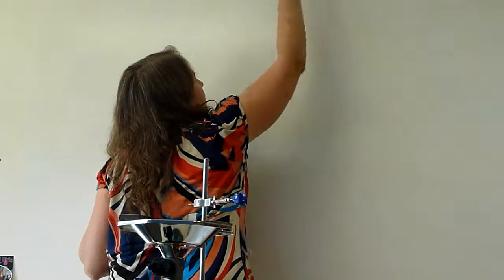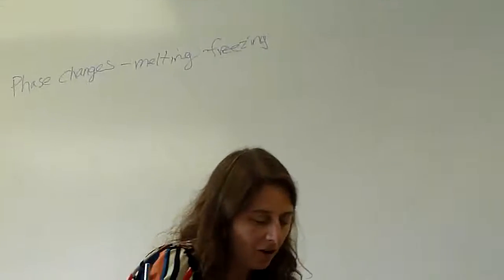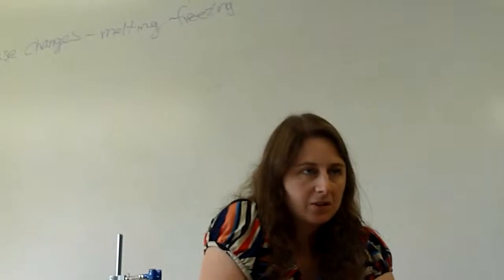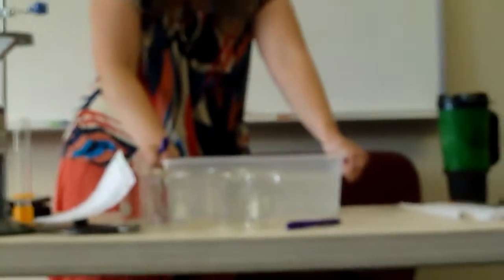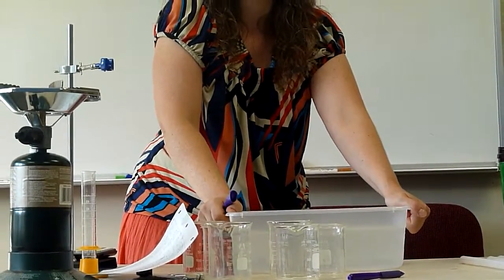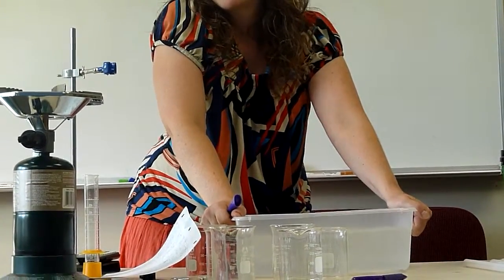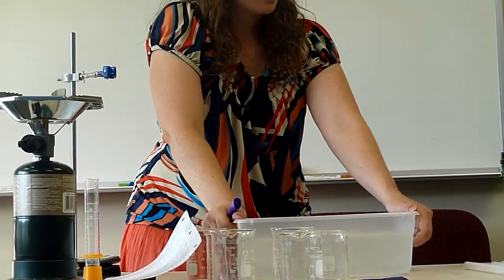So melting and freezing, they happen at the same temperature, right? All of this ice water will be 0 degrees Celsius the whole time until the last bit of ice is melted, as long as we keep it stirred. If we don't stir, we might get pockets of different temperatures.